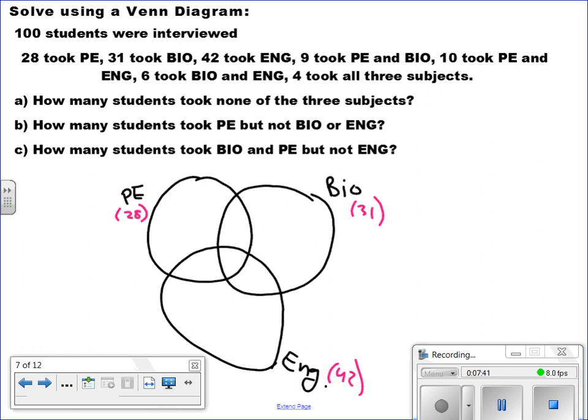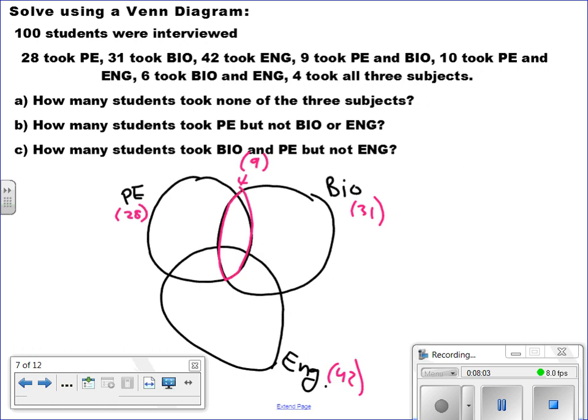All right, now they are saying that 9 took PE and biology. So this sliver here that I'm outlining in pink will be 9 total. But I don't know how many in here and how many in here. So I did the same thing. I put an arrow and put a 9 in parentheses because the 9 will live in that pink sliver. All right, makes sense?